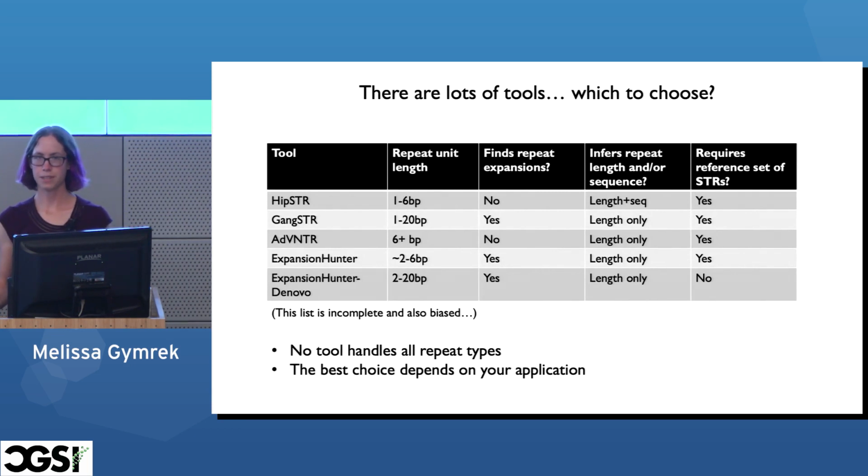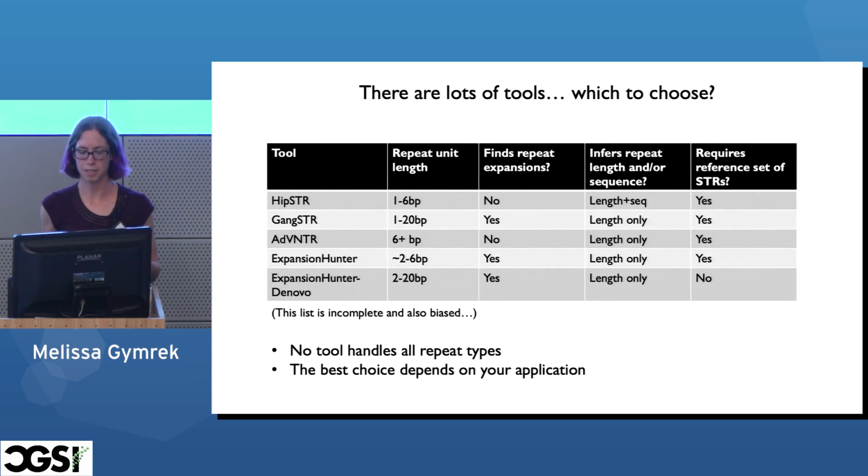For example, if you were interested in looking at really big pathogenic repeat expansions in your data, then this tool, Expansion Hunter de novo, is probably the best bet. On the other hand, if you're interested in looking at more stepwise variation in STR copy number, then these other tools are a better bet. But even within those, there are different pros and cons of each.